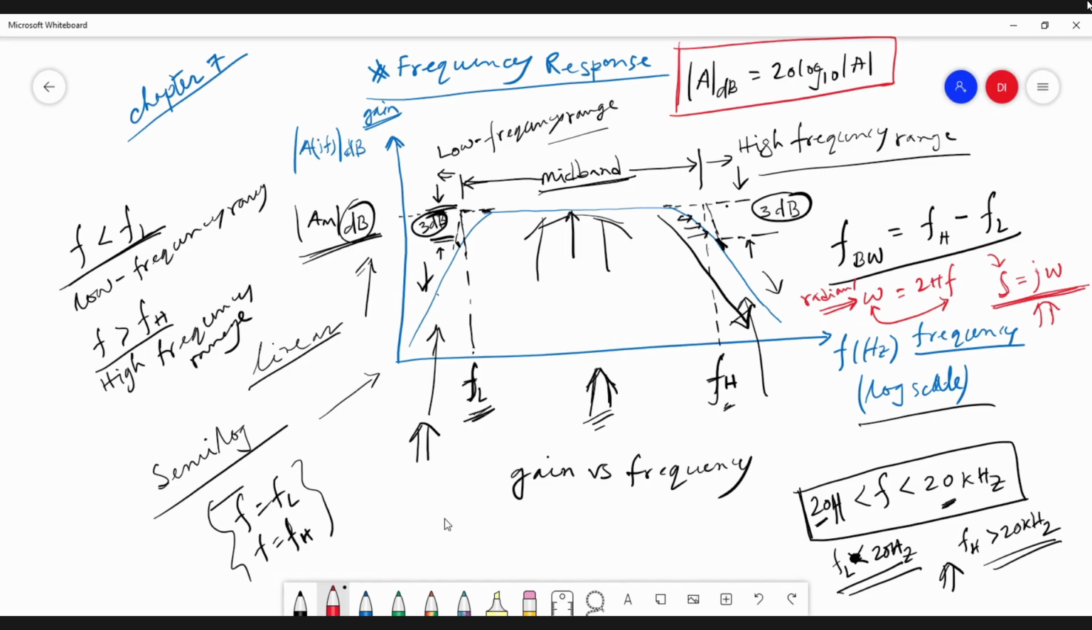Sir, I have a question. Yes, please. Sir, why do we need to keep 20 hertz as FL and 20 kilohertz as FH?